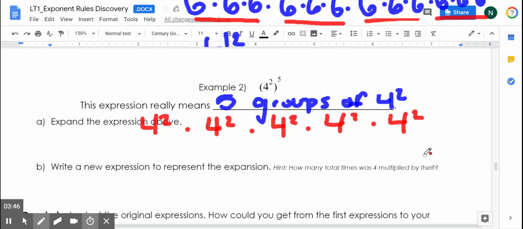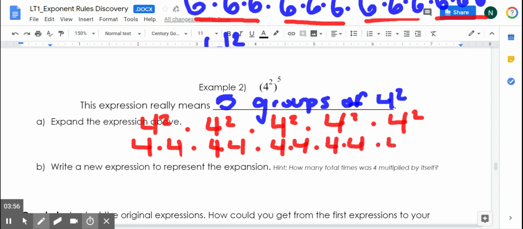Now I can break that up even further. 4 squared is really 4 times 4. 4 times 4. 4 times 4. And then keep going. And then last one, 4 times 4. So really, how many 4s do I have? So 1, 2, 3, 4, 5, 6, 7, 8, 9, 10. So really, I have 4 to the 10th power.